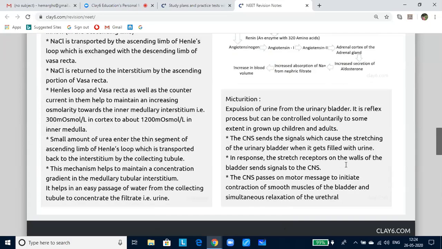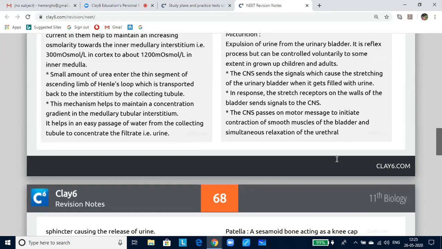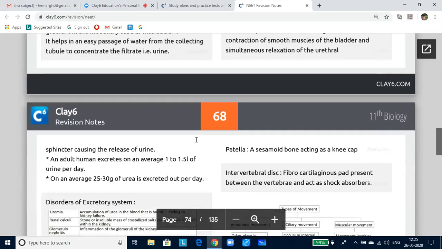Now, if you look at a newborn baby, it does not have control over the bladder, so it just urinates. Similarly, in adults, like old people, aged people, they also would have lost control over the bladder, and so they can't withstand urine for long. The nerves sense the signals, which cause the stretching of the urinary bladder when it gets filled with urine. In response, the stretch receptors on the walls of the bladder send signals to the CNS. CNS passes on the motor message to initiate contraction of smooth muscles of the bladder and simultaneous relaxation of the urethral sphincter, causing the release of urine.